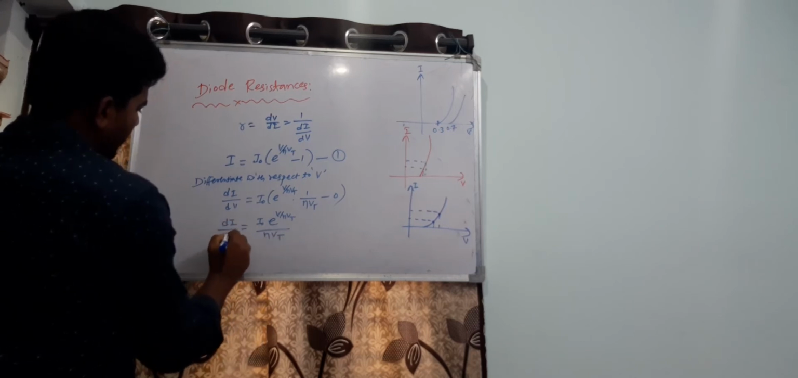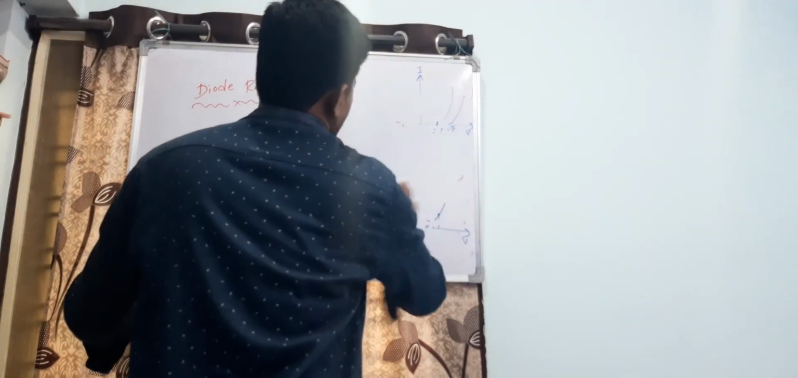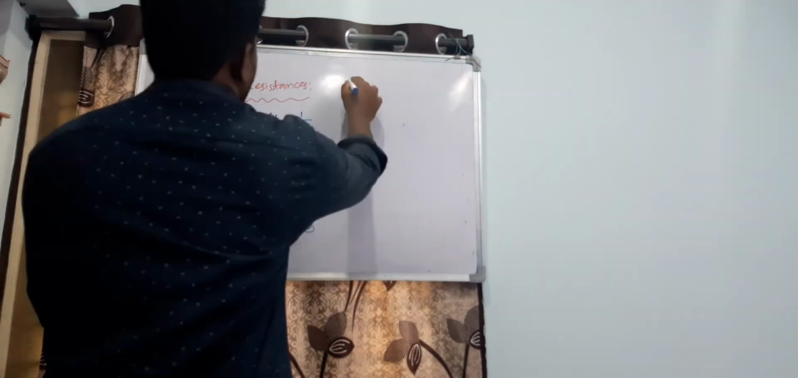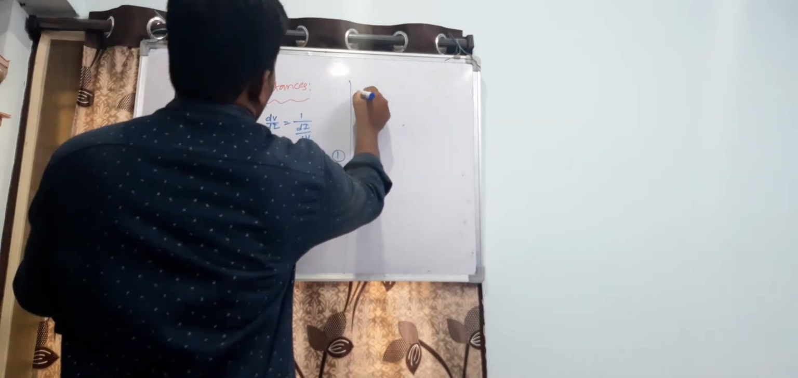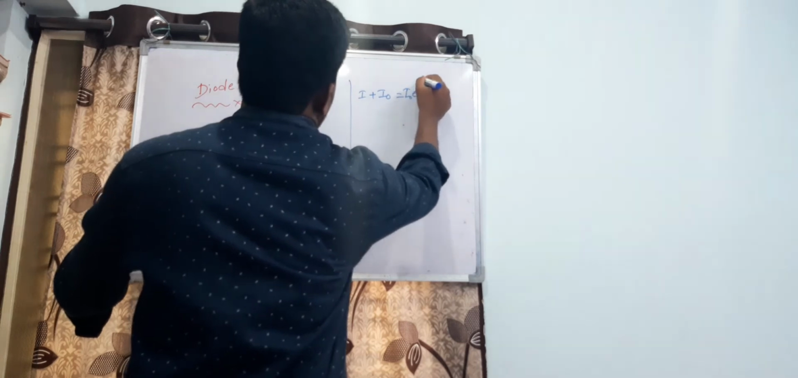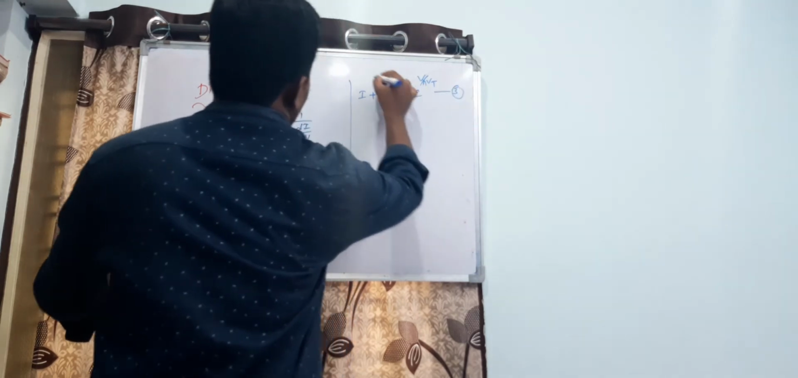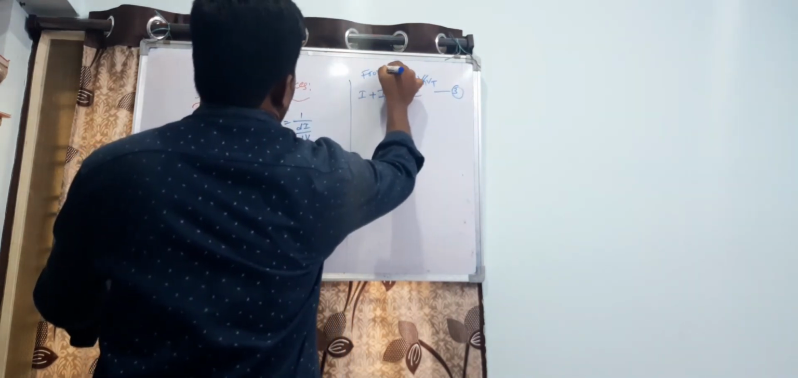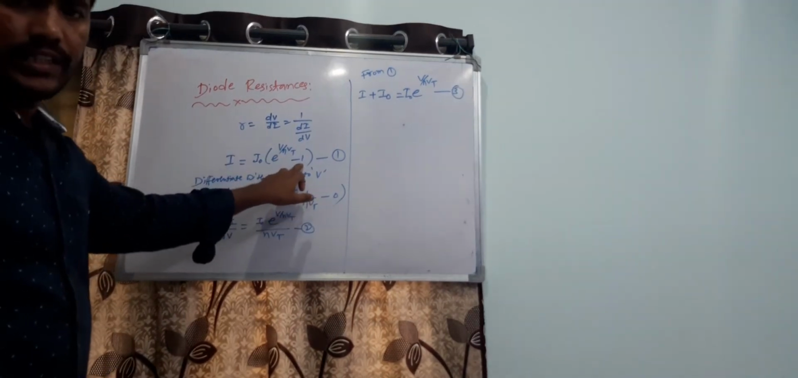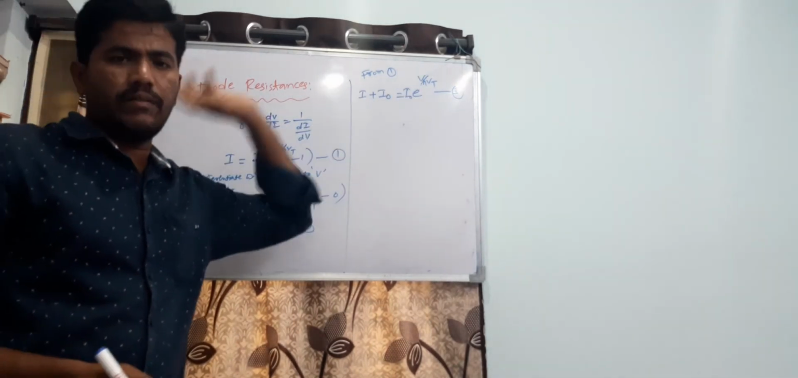This is dI by dV, equation number 2, we assume. Next, from equation 1, I plus I naught is equal to I naught into e power V by eta Vt. This is equation number 3. From 1, this can be separated: I naught into e power V by eta Vt minus I naught. When we bring I naught to this side, I plus I naught is equal to I naught into e power V by eta Vt.